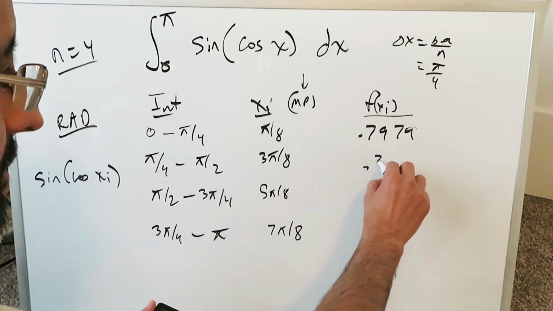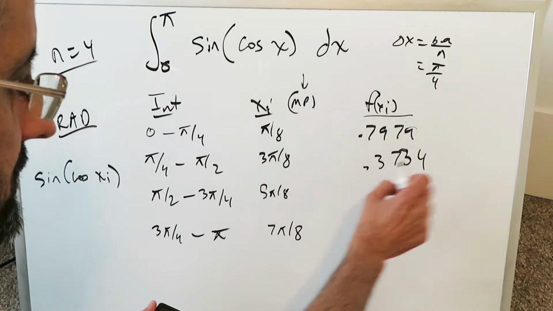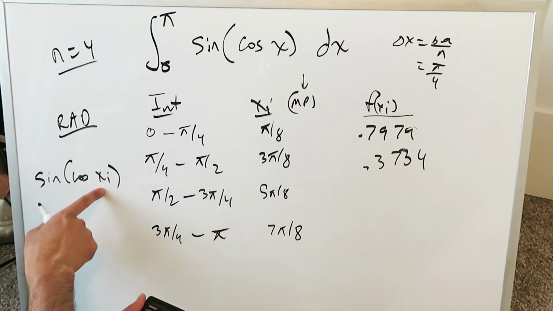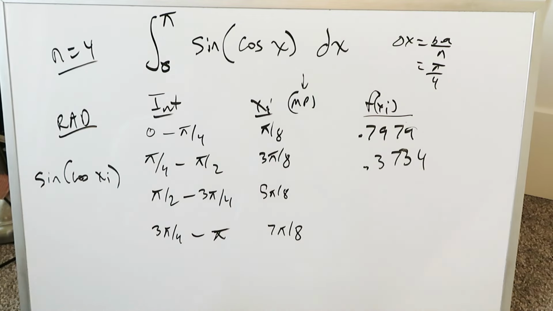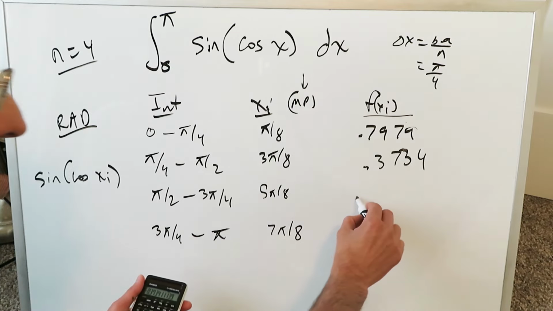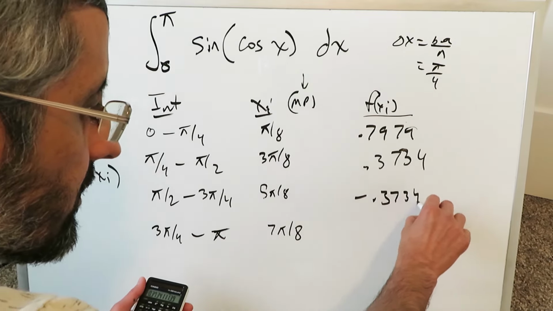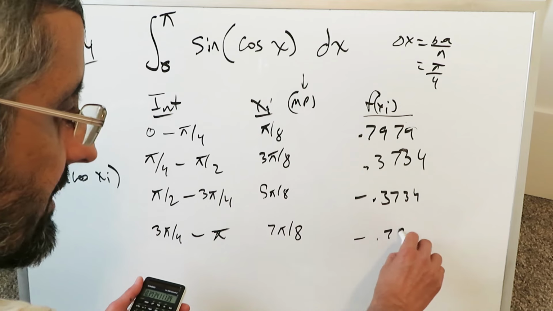0.7979. Here you're getting 0.3734. You're putting these values into the calculator on RAD mode. It's not hard. 5 times pi divided by 8, run that through. Here I'm getting a minus 0.3734, and here I'm getting a minus 0.7979.